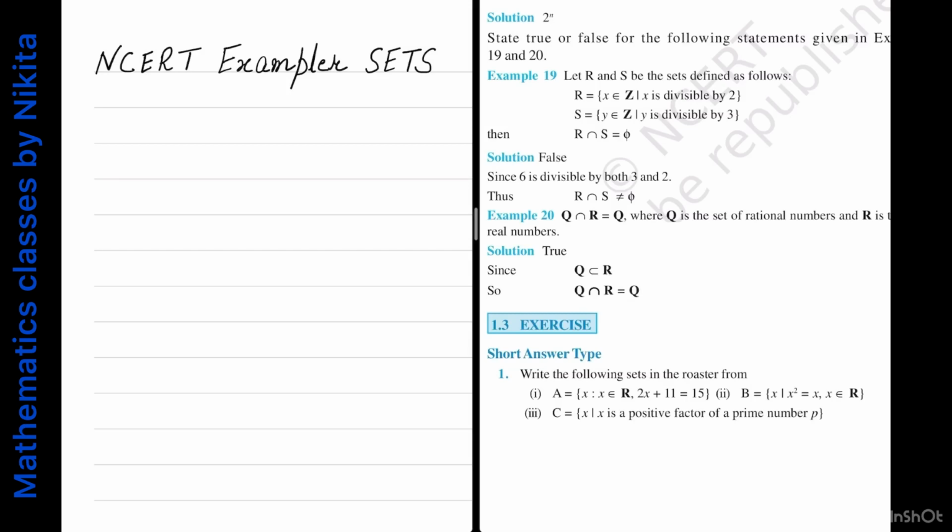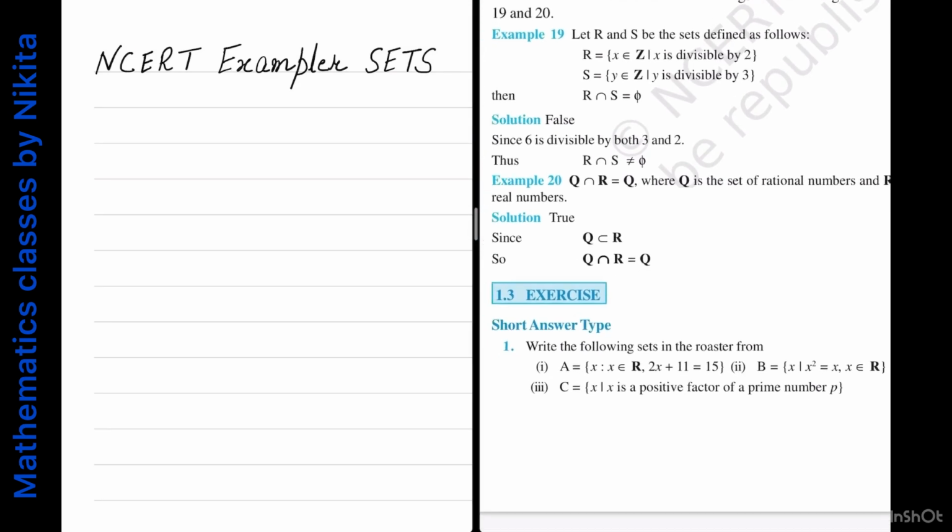There are some examples which you can just go through, and if you have any doubts, please mention them in the comment section. I will definitely solve your problems. So I'm not solving the solved examples, but I am doing the exercise. Okay, so you can see on the right hand side I have opened the NCERT exemplar of class 11th, and on the left hand side I will be solving the questions.